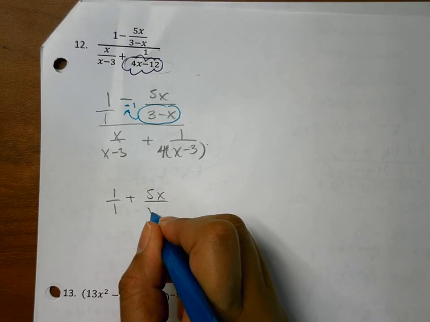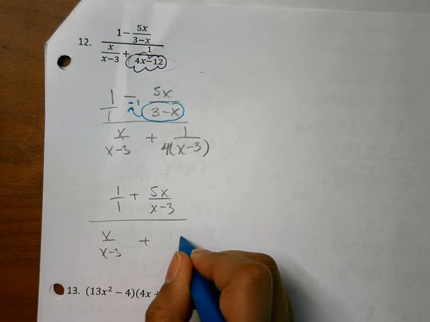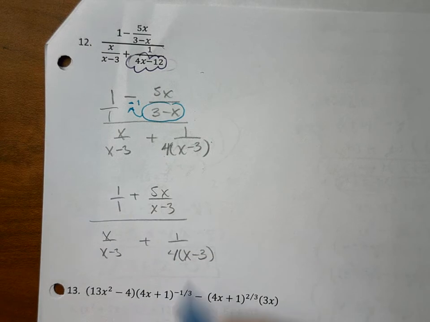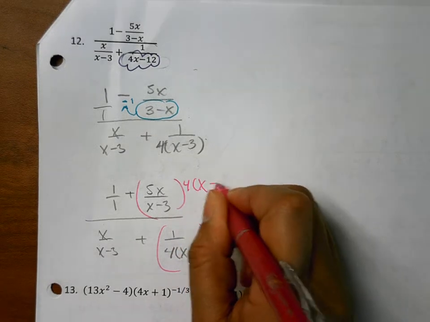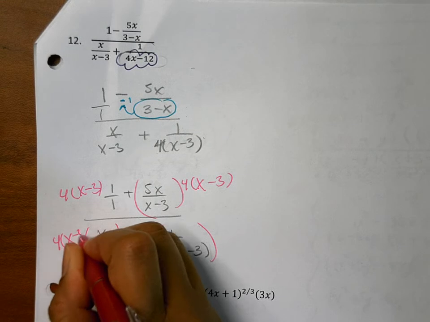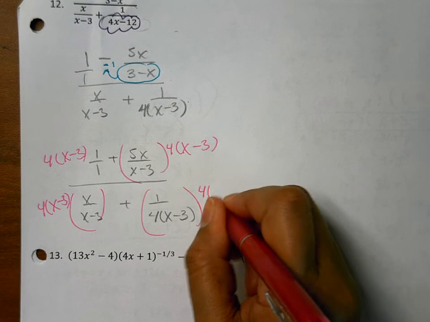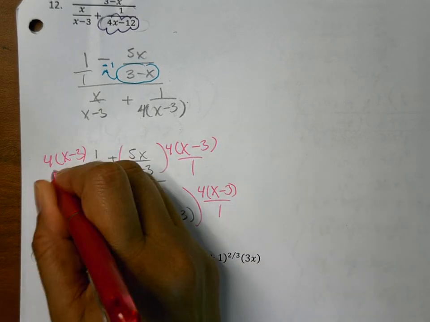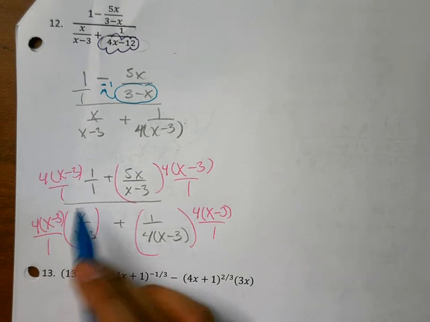Yes. So 1 over 1 minus or plus? 5x over x minus 3. And the bottom is x over x minus 3 plus 1 over 4 times x minus 3. Now we're ready to clear. Now what is the common denominator? X minus 3 and 4. Good. The 4 and x minus 3. 4 parentheses x minus 3. And 4 parentheses x minus 3.